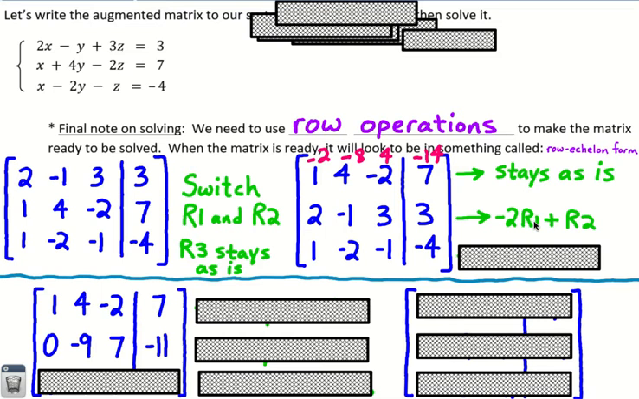Because -2 times row 1 makes it -2, plus row 2 makes it 0. -2 times row 1, -8, plus -1 makes -9. -2 times this number in row 1 makes it +4, plus the number in row 2 makes it a 7. And then likewise, in this last part, negative 2 times, that's how we get negative 14. And then we add 3 to make it negative 11. So this brand new row 2 is the result of doing negative 2 times all of row 1 plus all of row 2.